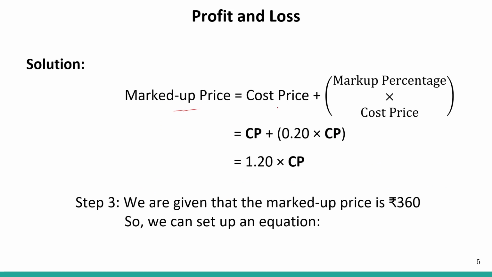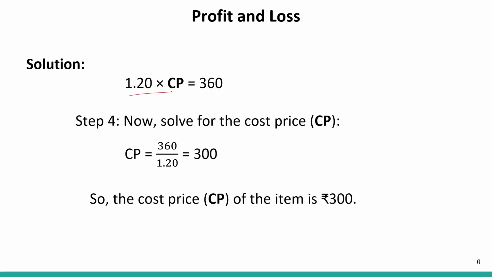So markup price is equal to what? Cost price plus markup percentage into cost price. So markup percentage is 20%, right? So the percentage in decimal form will be 0.20, right? So CP plus 0.20 into CP. So 1.20 into CP will be the markup price or the final price. So it will be 1.20 into CP is equal to 360 rupees.